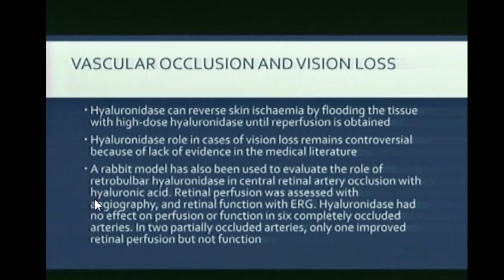The question comes: what about using hyaluronidase for visual loss? It's still controversial because there is no really good data. There is a rabbit model done by Huang, where they evaluated using retrobulbar hyaluronidase in the animal model after inducing retinal artery occlusion by hyaluronic acid. Retinal perfusion was assessed by angiography and also by functional ERG. They found the hyaluronidase had no effect on perfusion or function in 6 completely occluded arteries. And in 2 partially occluded arteries, only 1 improved retinal perfusion, but not the function. So if you inject in the periorbital retrobulbar area, the value of hyaluronidase is questionable.